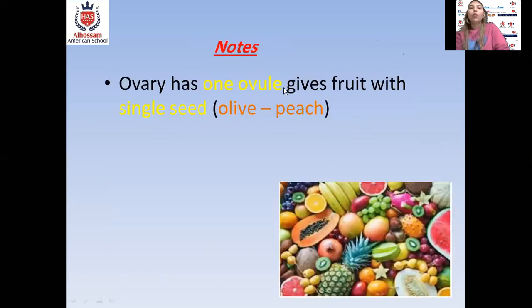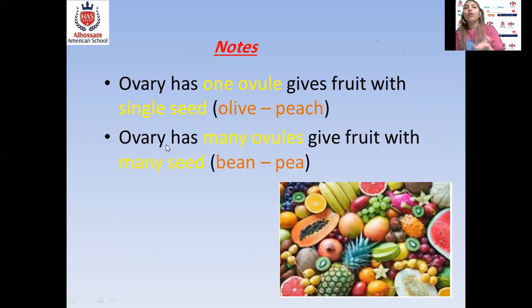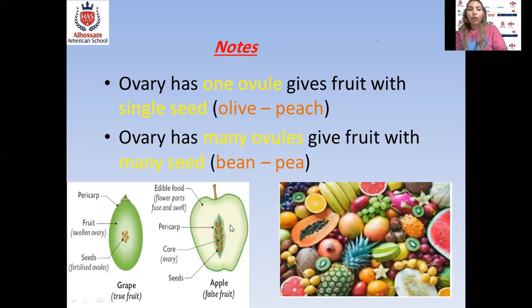Okay, an ovary with 1 ovule gives a fruit with a single seed. So each single seed inside 1 fruit means 1 ovule. This flower, or this carpel, was containing 1 ovule, so we saw a single seed, like olive, like peach. And an ovary with many ovules will give us a fruit with many seeds, like bean, like pea, like apple too, grape.